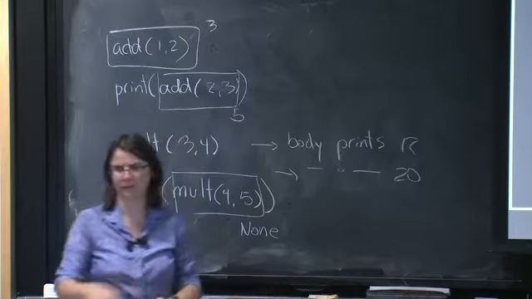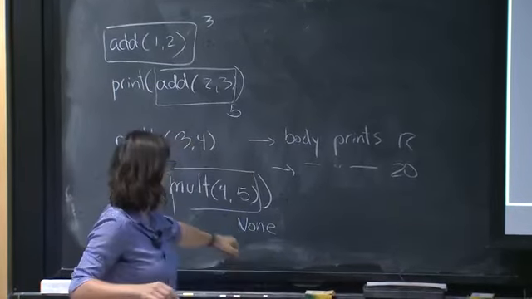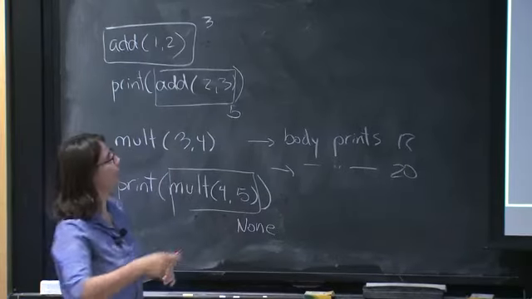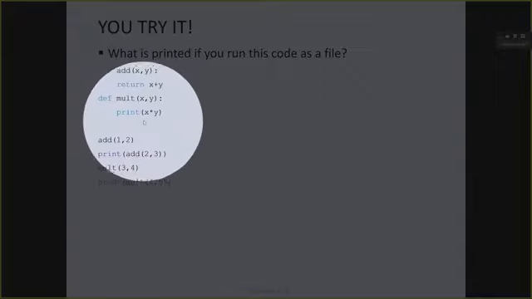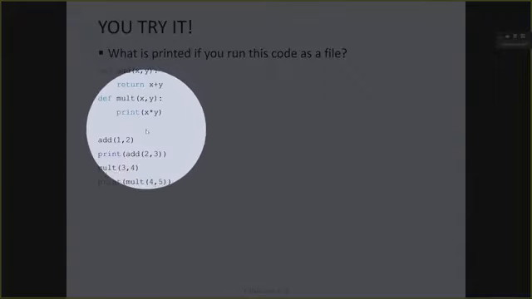Any questions about this example? Yes? Can you go over why it prints out none? This one here? Yeah, so with mult, check out what it's doing. It's doing a print statement, so that 20 gets printed out to the console. But what's the return value of mult?